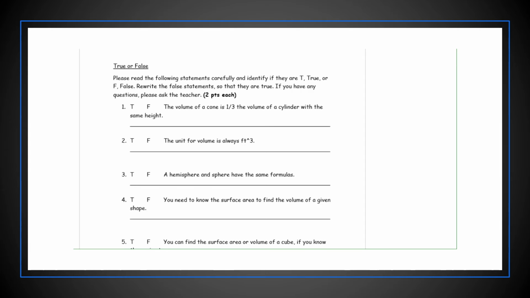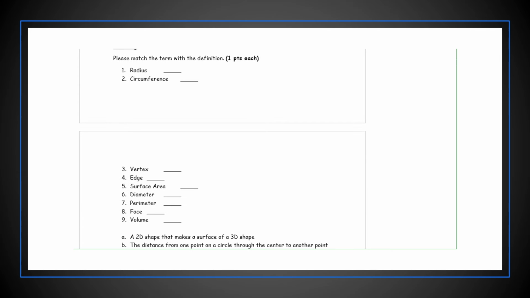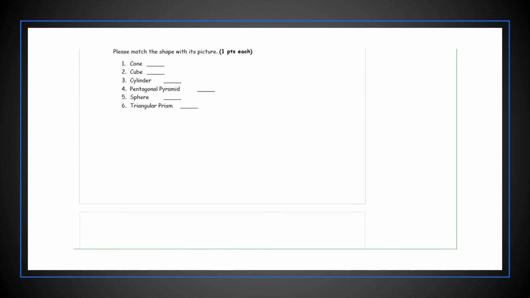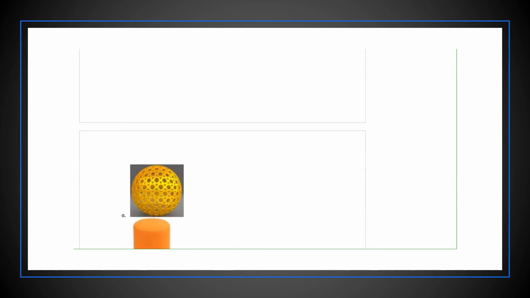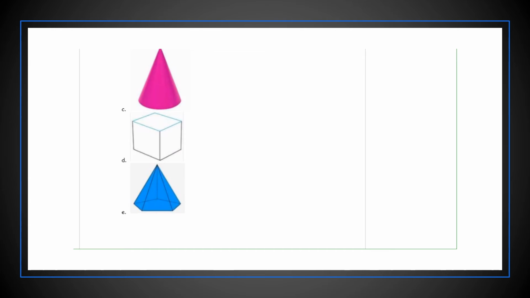True or false? Circle true, circle false. If it's false, change it to make it true. Pretty self-explanatory. I wanted to give them that T and F because sometimes when you write T or F, it can be confusing and I might not understand what they were actually trying to write. Have some basic matching. Match the shape to its name. Nothing too crazy there.